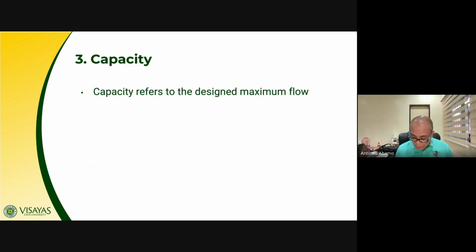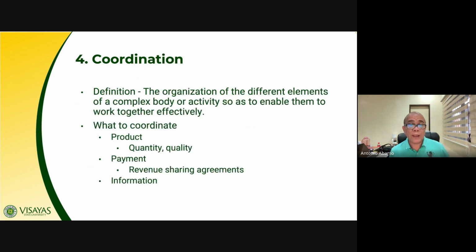Now, the other C is capacity. Capacity refers to the design maximum flow. Then coordination: the organization of different elements in a complex body of activity so that they can work together, to coordinate product, payment, and information. That means coordination is very important. The relationship along the chain is very well organized. That is very important for a supply chain, because if you are well organized, you can respond to customers and be flexible to customer specifications, either for product, payment, or information.